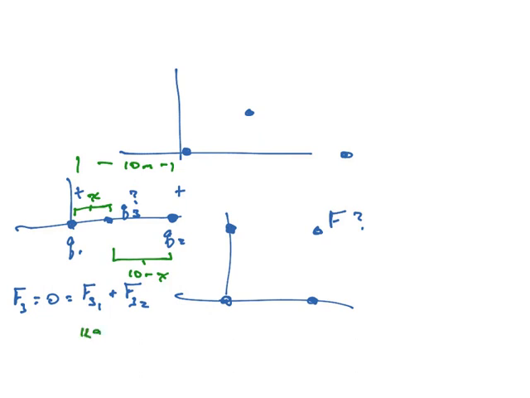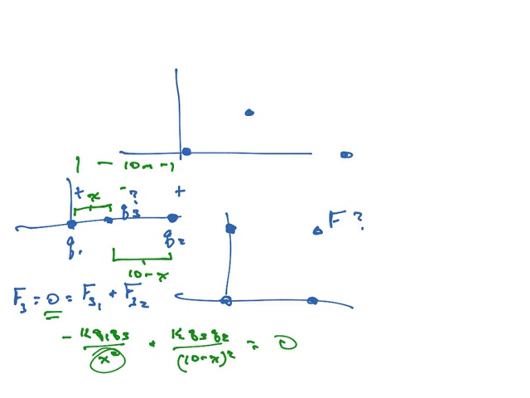So I'm going to have k q1 q3 over x squared, plus k q3 q2 over (10 minus x) squared. And then let's say Q3 is a negative charge, well, that tells me Q3 will try to move to the left for 1 and try to move to the right for 2. Set these equal to 0 because I want the net force equal to 0, and then I solve for whatever x is. Okay? But it's the same problem.